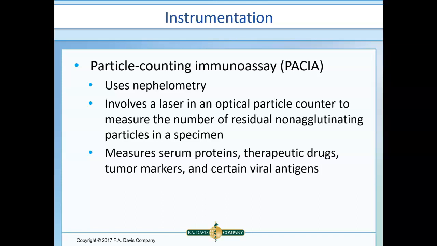So how do we test for these? One of the newer ways that laboratories have been using is particle counting immunoassay, or PACIA. This uses nephelometry, and it involves a laser and an optical particle counter to measure the number of residual non-agglutinating particles in a specimen. It measures serum proteins, therapeutic drugs, tumor markers, and viral antigens. Something that's a little bit newer.